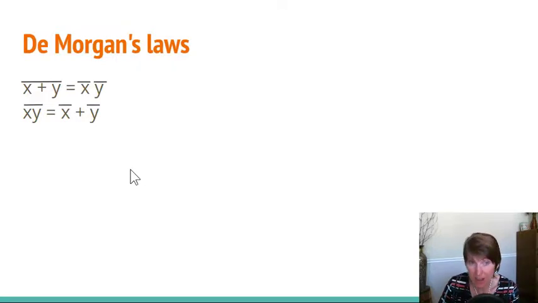De Morgan's laws, so these again look really familiar. De Morgan's laws, when you have the complement of an OR operation, that is equivalent to the complement of the first value times the complement of the second value. When you have a complement of a multiplication operation, that's equivalent to the complement of the first value plus the complement of the second value.